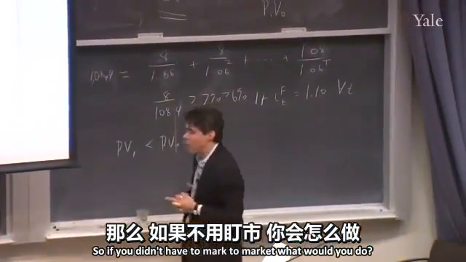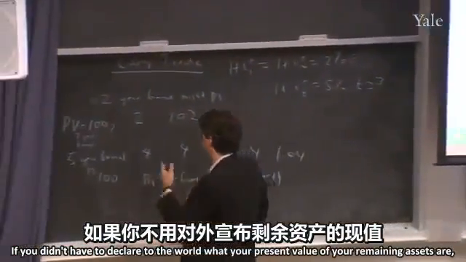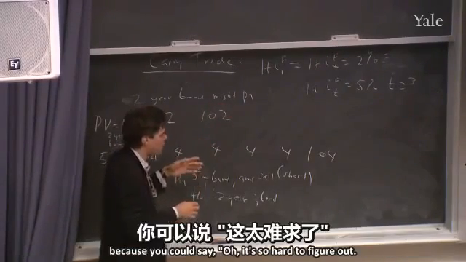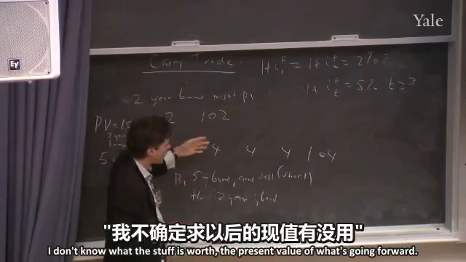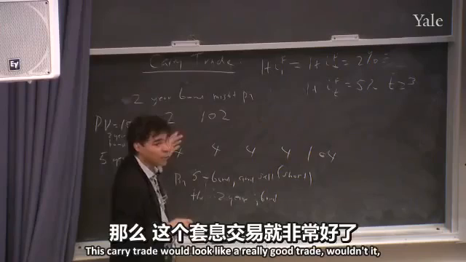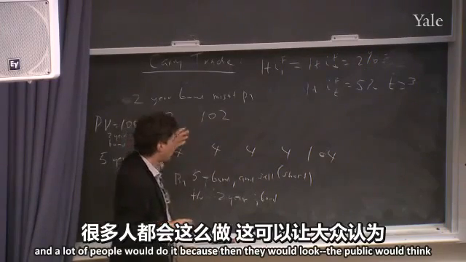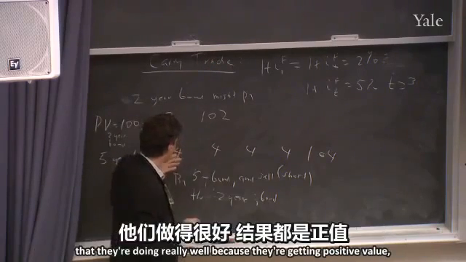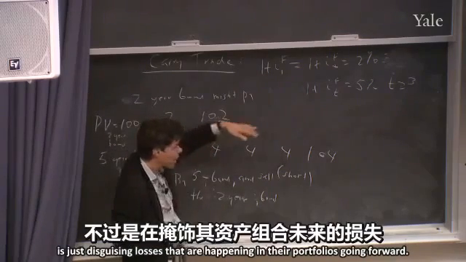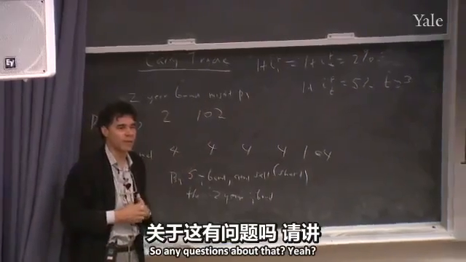So if you didn't have to mark to market, what would you do? If you didn't have to declare to the world what the present value of your remaining assets is, you could say, oh, it's so hard to figure out, I don't know what the stuff is worth going forward, I just know the cash that's coming in. This carry trade would look like a really good trade, wouldn't it? And a lot of people would do it, because the public would think they're doing really well since they're getting positive value. But in the future, that positive value is just disguising losses that are happening in their portfolios going forward. So any questions about that?